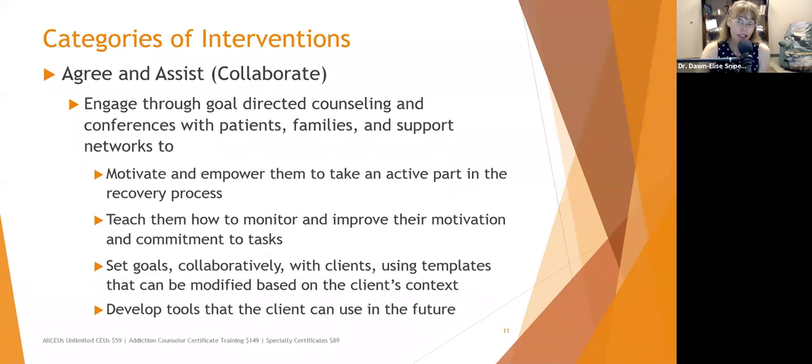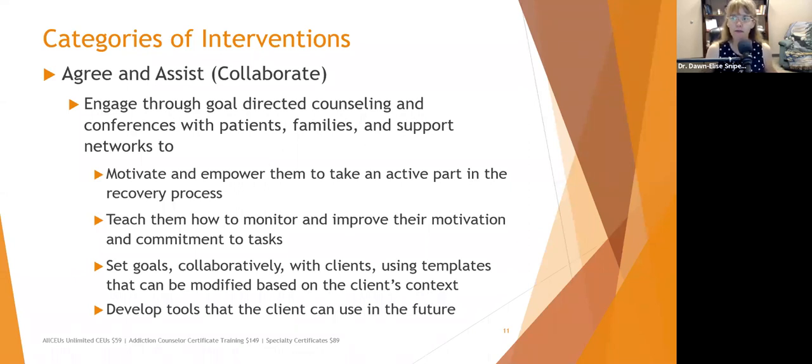Collaborate or agree and assist by educating through goal-directed counseling and conferences with patients, families, and support networks to motivate and empower them to take an active part in the recovery process. Not just, the doctor said I got to go to this meeting and the doctor said I got to take this pill. To take an active role. I'm taking this medication and I'm feeling great. Let's keep on doing it. Or I'm taking this medication and I'm having all these horrible side effects. Self-advocacy. I need to talk to my doctor about this because this is not working for me. That active part is actually being engaged and speaking up and being a participant in your treatment team.